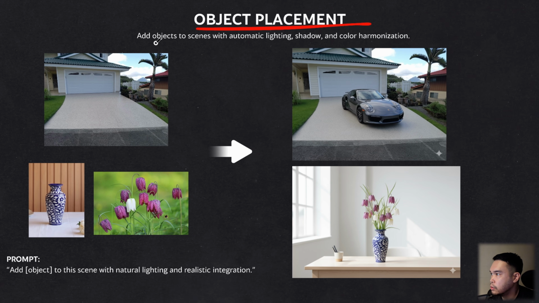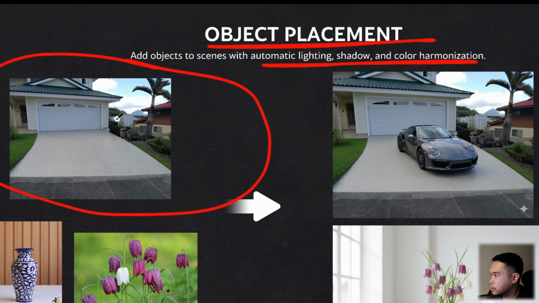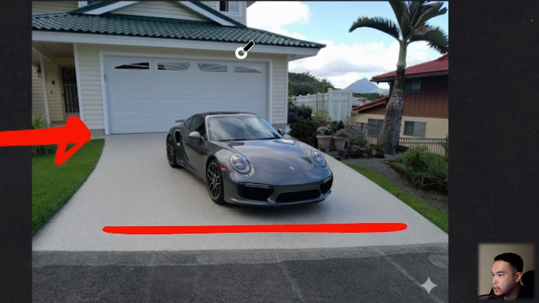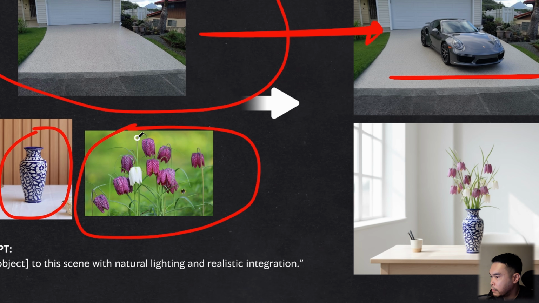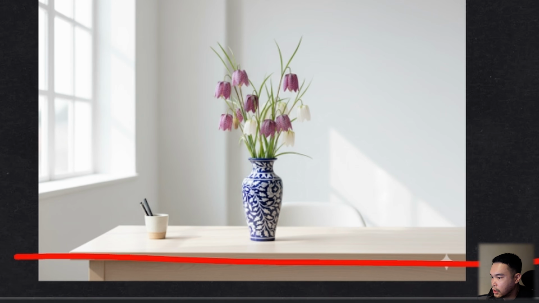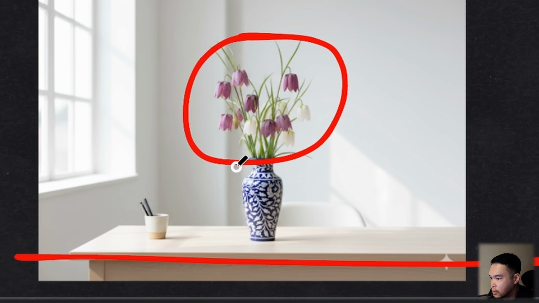This capability allows you to add objects to scenes with automatic lighting, shadow, and color harmonization. In this case, we have a picture of a driveway here, and I just basically asked Nano Banana to put a luxury car in the middle of this driveway. If I'm just looking at this image, I won't even know that this was just artificially added by AI. And you can also merge two images together. I took a picture of this vase and a picture of these flowers, and I basically said add the flowers to the empty vase, and this is the result that it gave me. So these are the flowers and this is the vase.